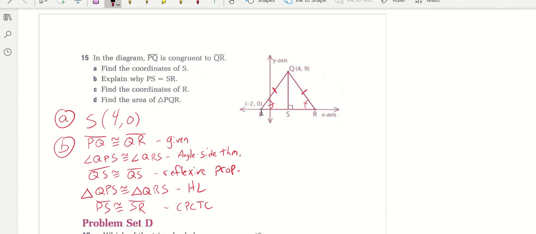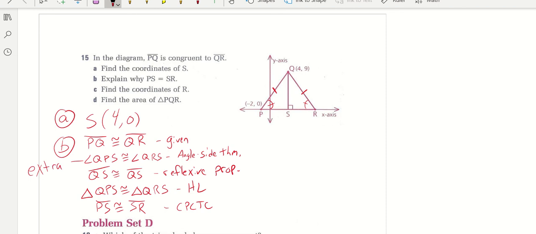QS is congruent to QS, that's the reflexive property. As you can see, we have right angles here, so it is understood these are right triangles. So I used hypotenuse leg, and as I wrote that down, I realized that the angle side theorem here, these two angles being congruent, QPS congruent to QRS, that doesn't help us prove the hypotenuse leg theorem, so this would be an extra step here.